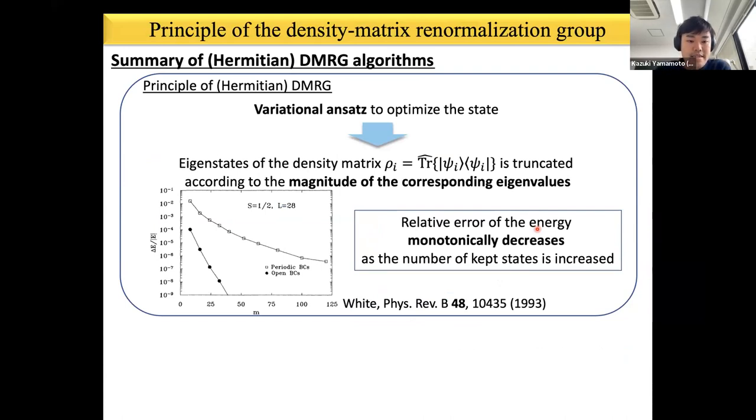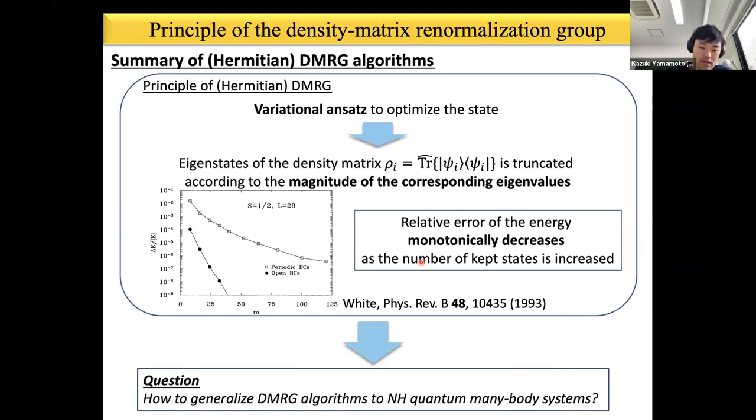Then I summarize the Hermitian DMRG algorithm. The principle of Hermitian DMRG is the variational ansatz to optimize the state. This is very important. And the eigenstates of the density matrix are truncated according to the magnitude of the corresponding eigenvalues. This figure shows the relative error of the energy between the exact results and the DMRG calculations, and this axis shows the number of kept states M. We can see that the relative error of the energy monotonically decreases as the number of kept states is increased, because it has the variational ansatz.